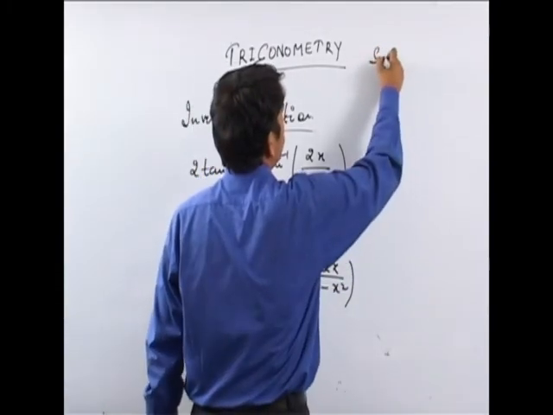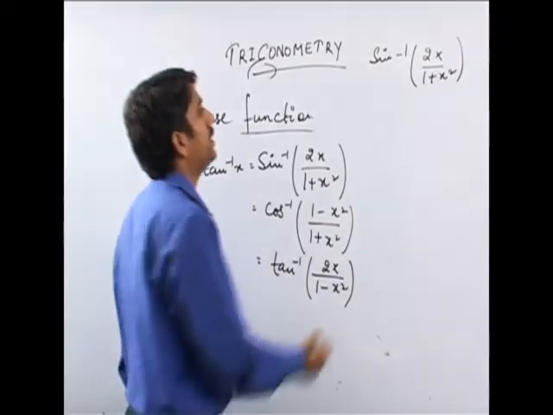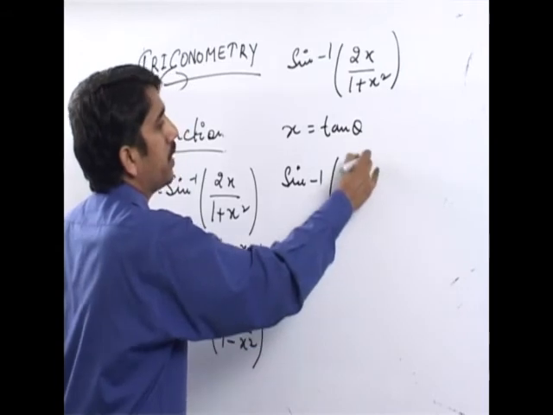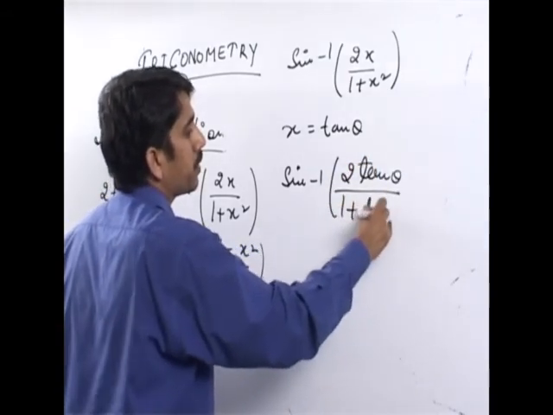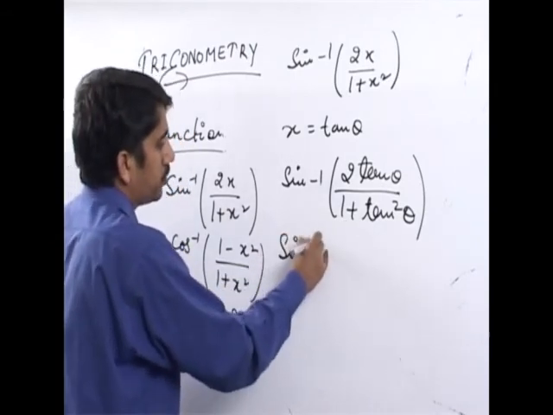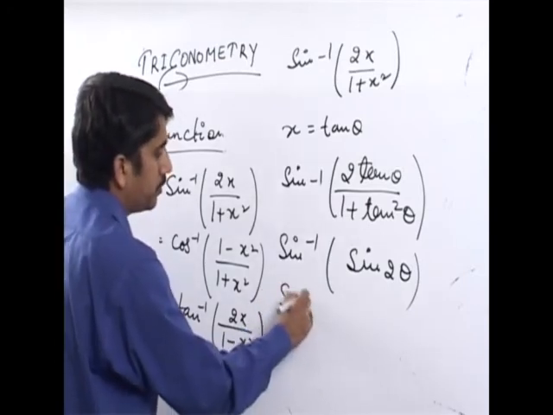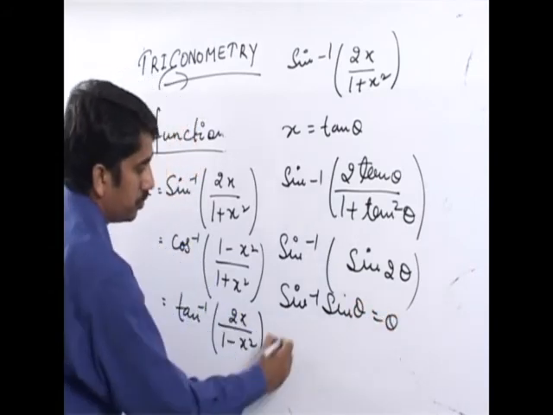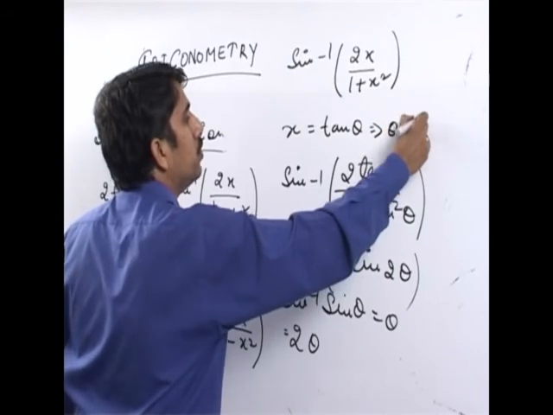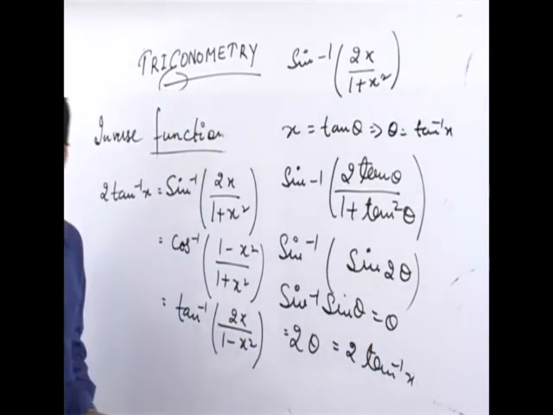First of all, let's take sine inverse of 2x over 1 plus x square. To prove this result, let's take x equal to tan theta. Now this will be equal to sine inverse of 2 tan theta over 1 plus tan square theta. Now this is a formula for sine 2 theta as we have done earlier. Sine inverse of sine of 2 theta. Now by the formula that sine inverse of sine theta is equal to theta, this will be equal to 2 theta. And theta is equal to tan inverse x. So we can put here 2 tan inverse x, which is the required result.